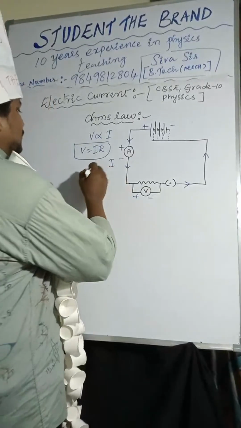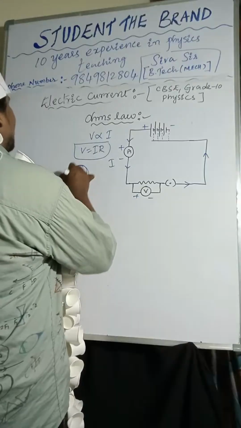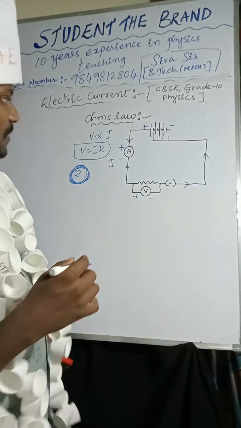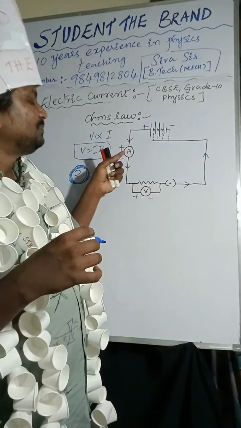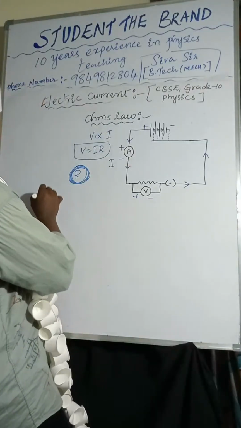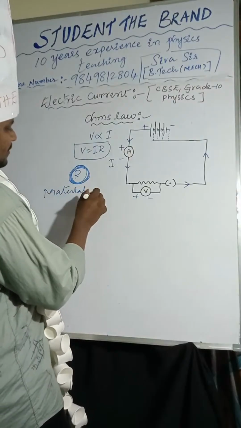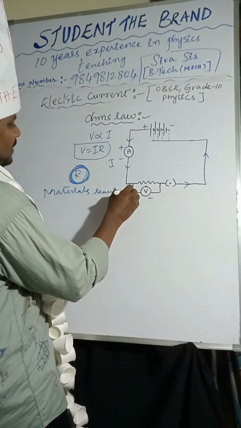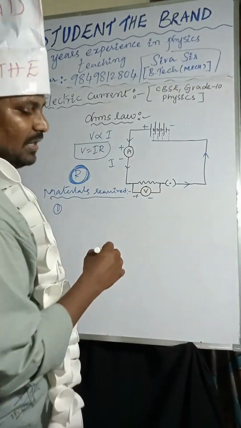V equal to IR. So Ohm's law gives the definition of resistance. Next one, materials required. What are the materials required?